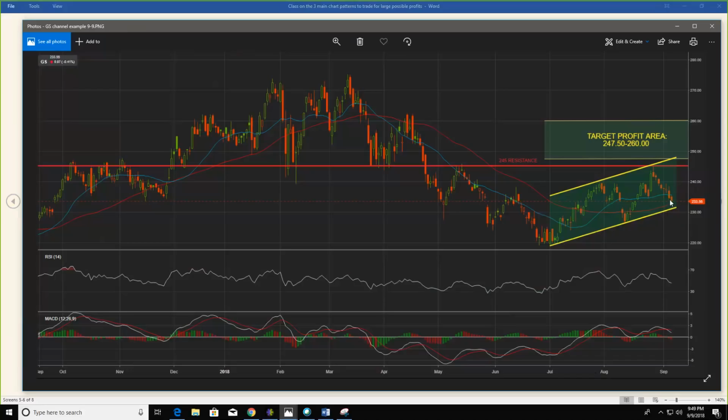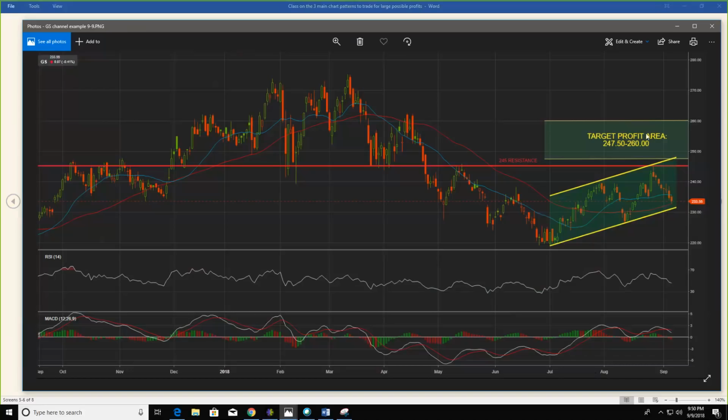But if it does get down to 230, that would be a nice buy signal, and then you could sell it halfway between the channels. So if you're getting in at 230 and the upper channel here is at 250, you could sell it right around 240. That could be your target profit area.